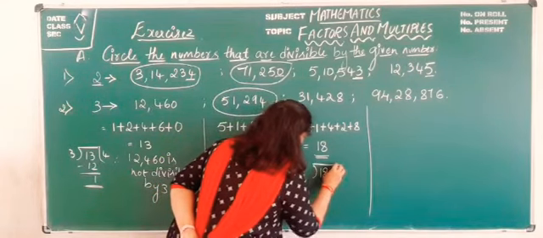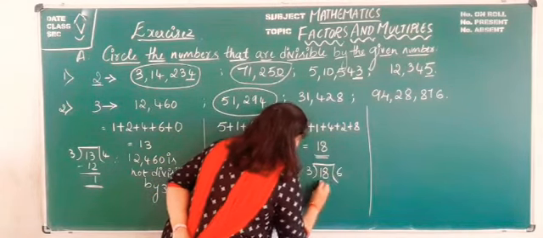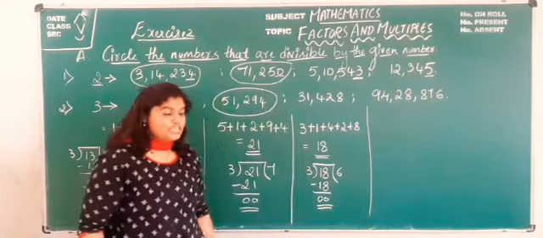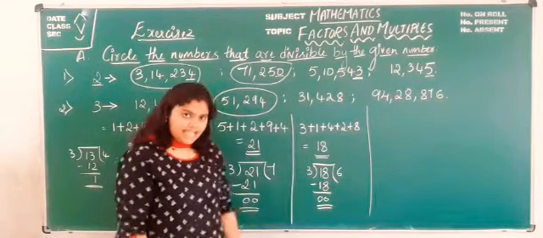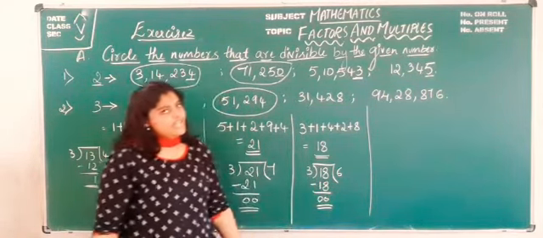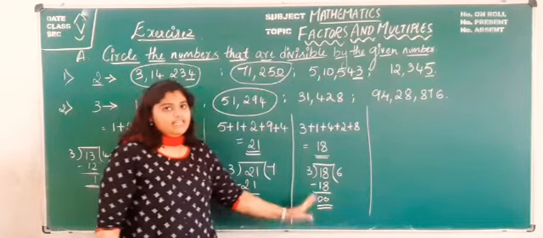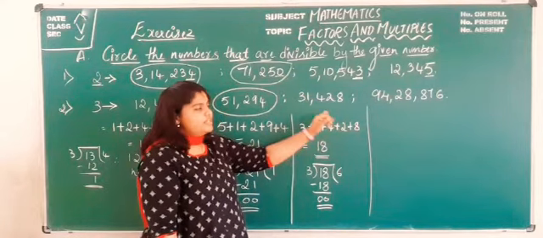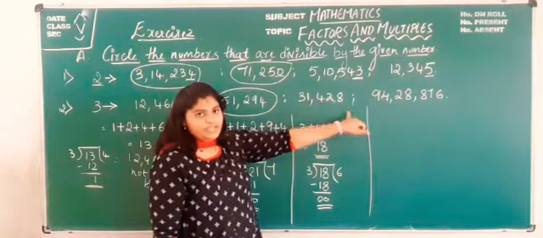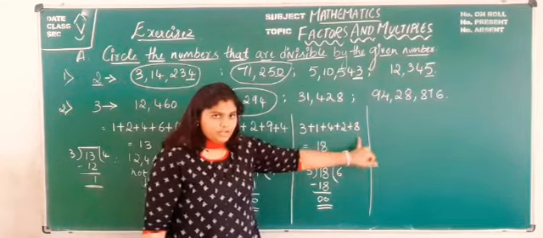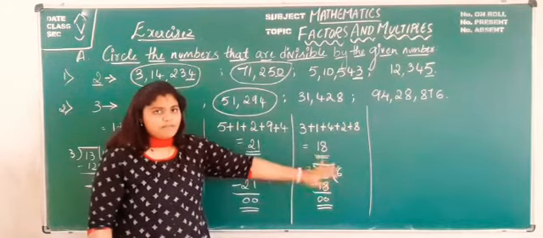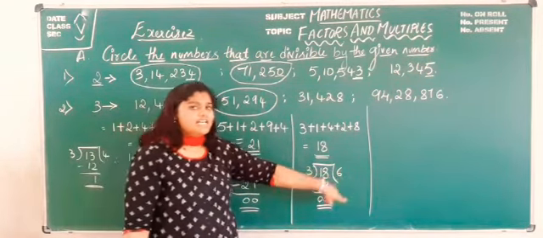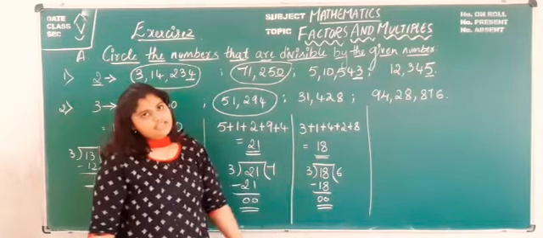So 3 6s are 18. So we got 0 as the remainder, which means 3 divides 18 exactly, because it is giving 0 as the remainder. So we saw that the sum of all the digits in the given number, that is 31,428, we added all the digits and got 18 as the sum. And we saw that 18 is divisible by 3 because 3 6s are 18. So we got 0 as the remainder.